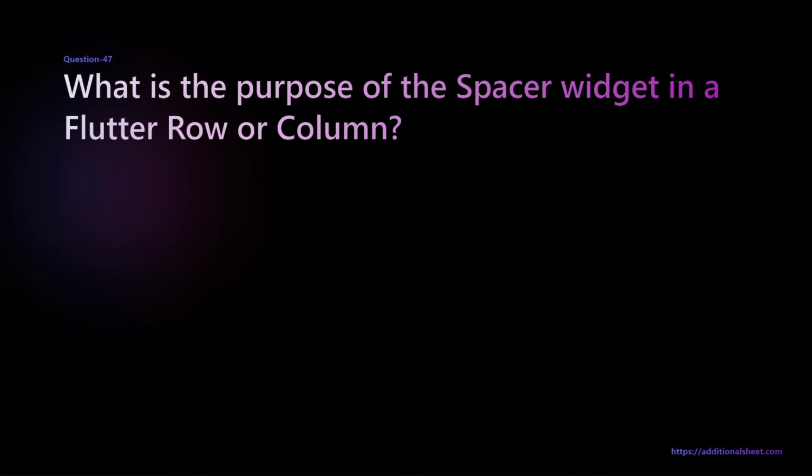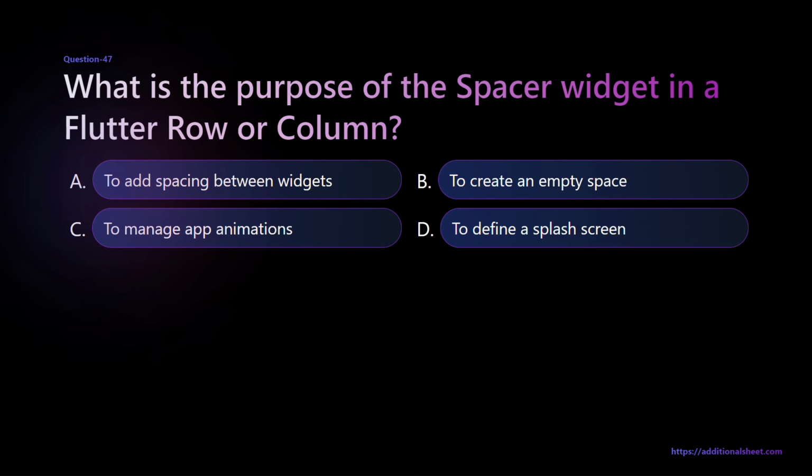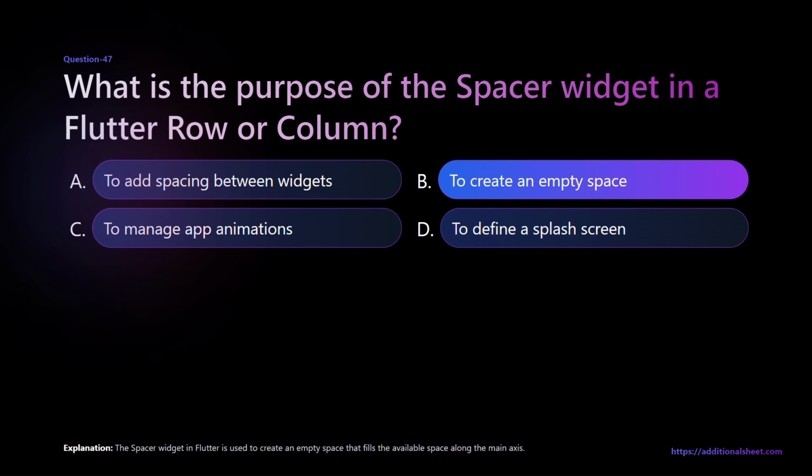What is the purpose of the spacer widget in a Flutter row or column? Option A, to add spacing between widgets. Option B, to create an empty space. Option C, to manage app animations. Option D, to define a splash screen. The correct answer is option B, to create an empty space.